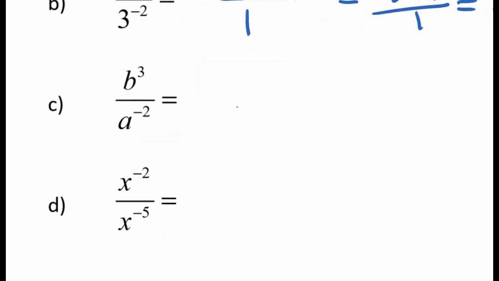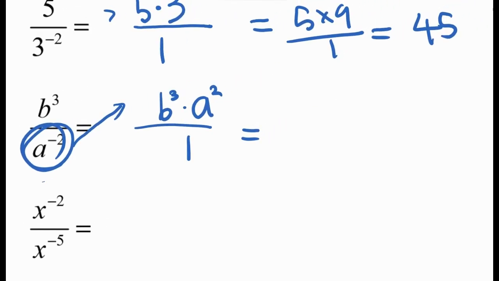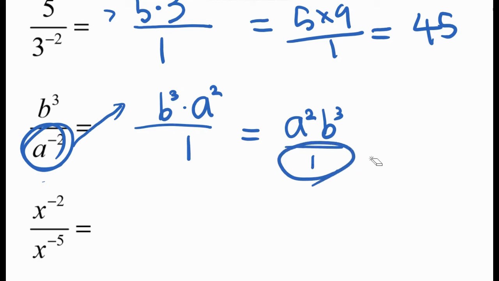Okay, here you have a to the power of negative 2. You move it to the top, but b cubed does not have a negative exponent. It just stays there. And you're going to move this to the top and make the exponent positive. And the answer is b cubed a squared. Or let's put it in alphabetical order. Then that is a squared b cubed over 1. And we can always omit the division bar and 1.